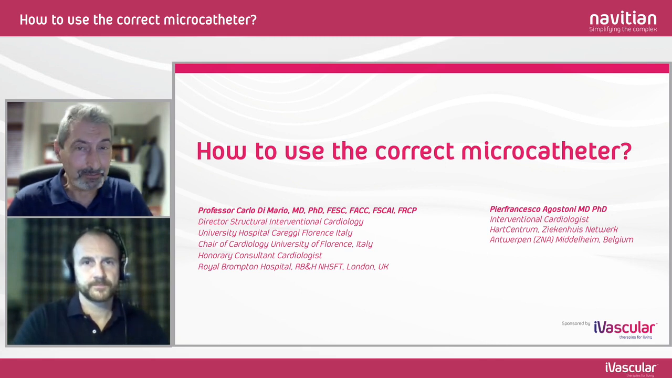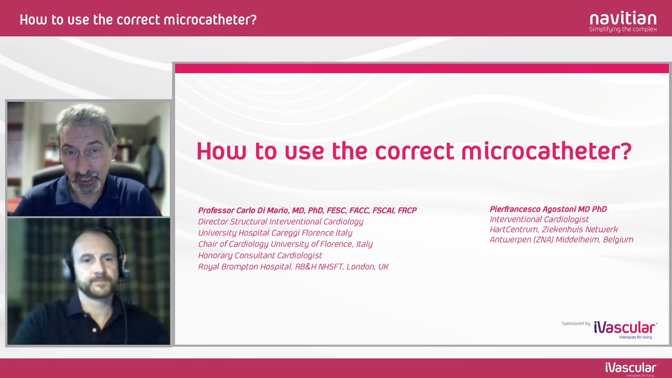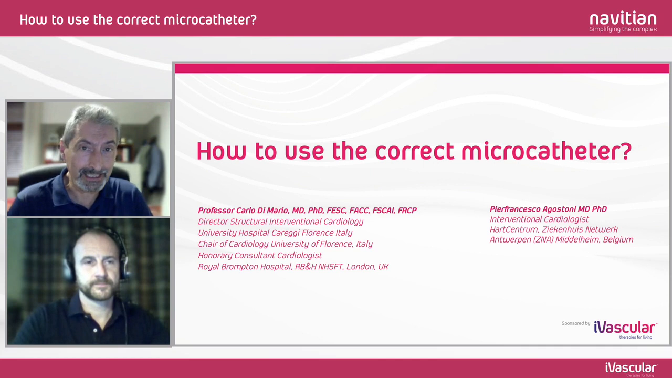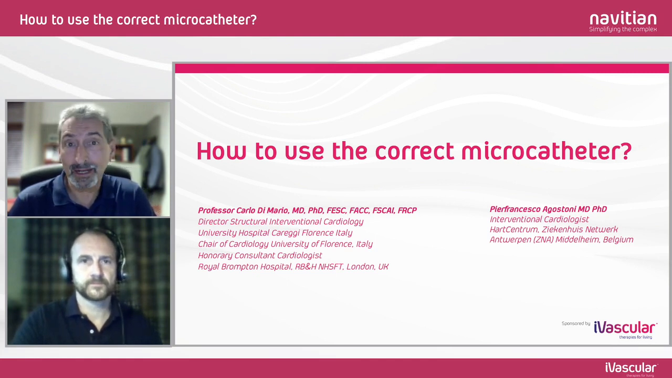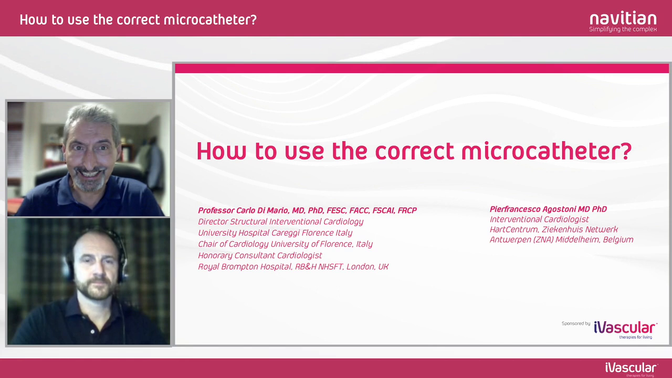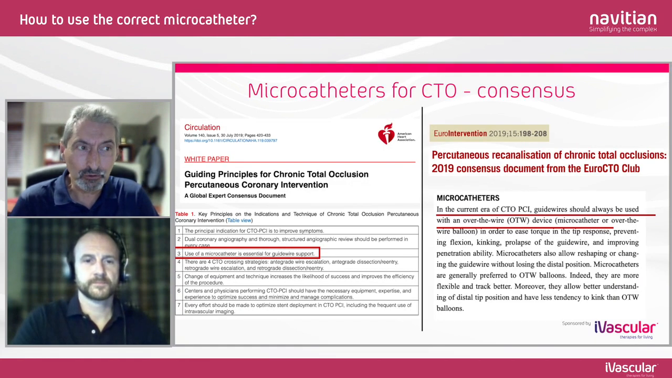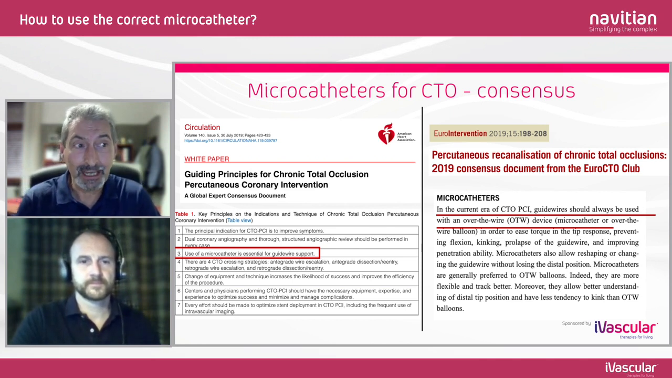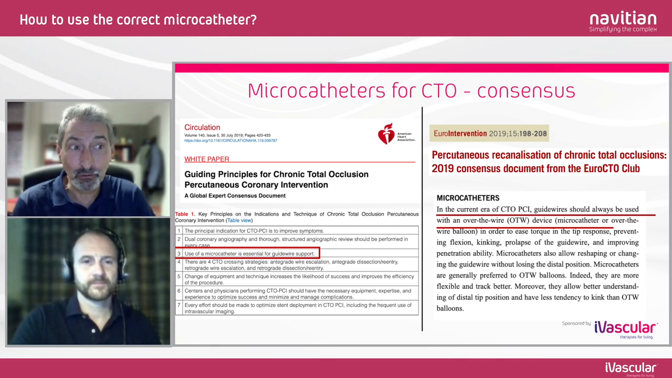Thank you for your question, Pierfrancesco. I think it's not only me to find indispensable the use of microcatheters for recanalization of chronic total occlusion. You are certainly familiar with the global expert consensus document, more than 100 different authors that Dr. Brilakis managed to put together to write what are the most important principles to follow for a successful recanalization. And you see, among the main commandments to be followed, number 3 is use of a microcatheter for guide wire support.